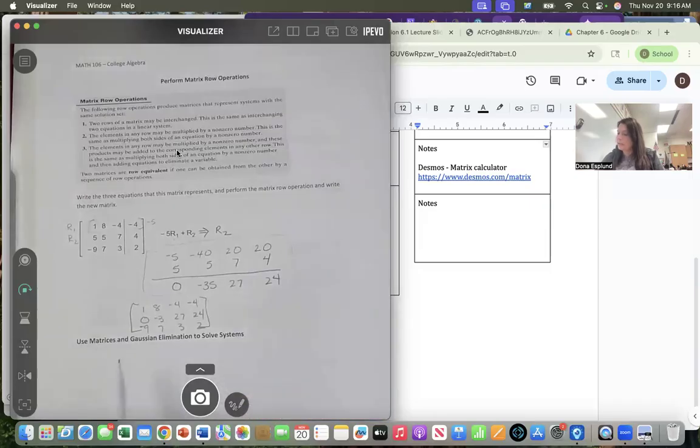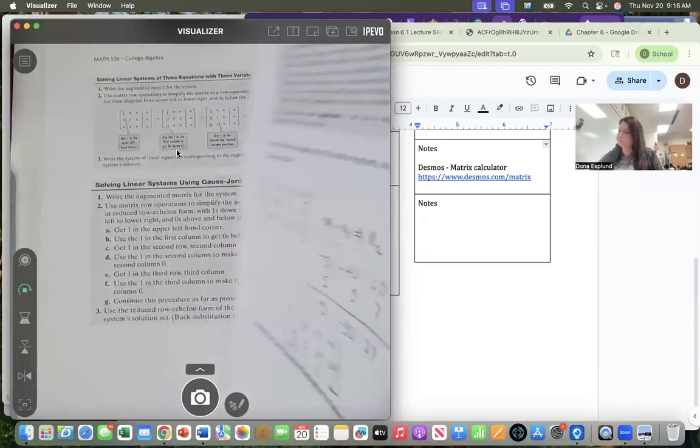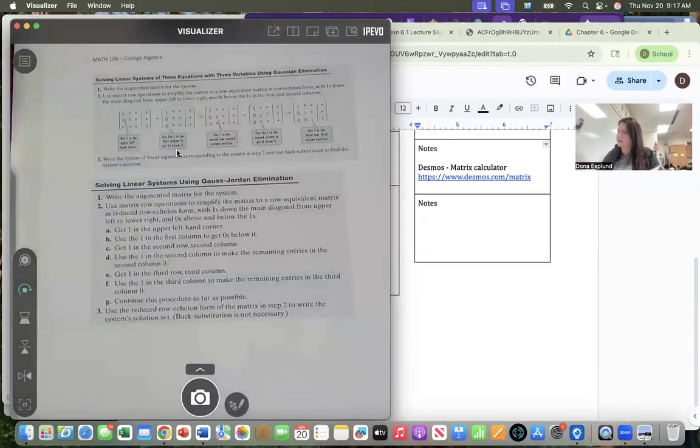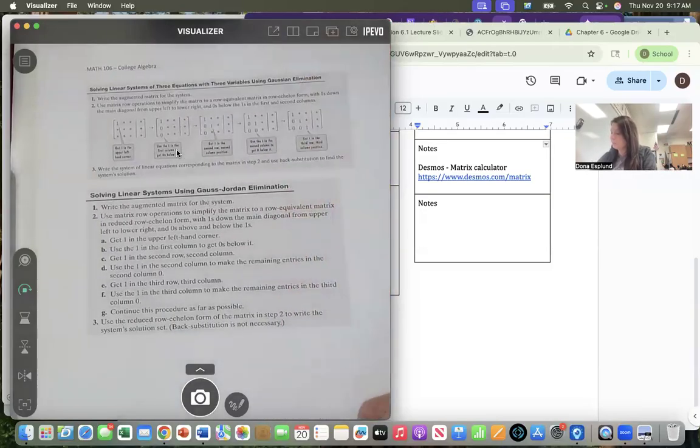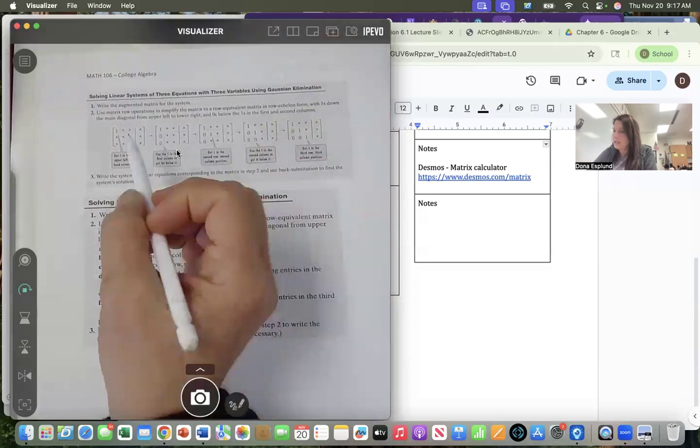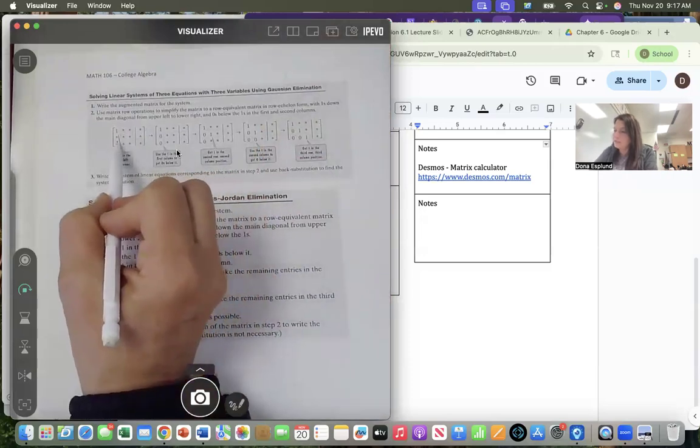Okay, so then we're going to go ahead and use matrices to solve different systems. So when we do that, goodness, I've got like a frog in my throat. The process in all of this is that the stars represent different numbers.